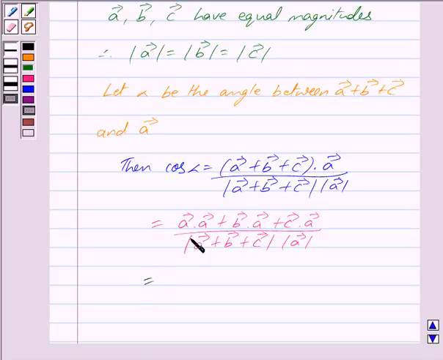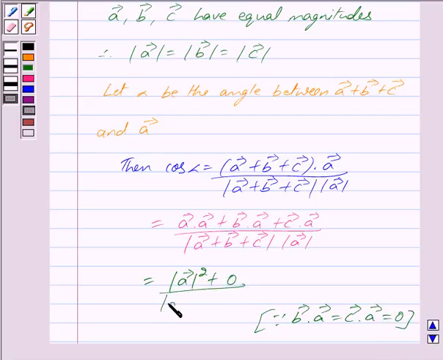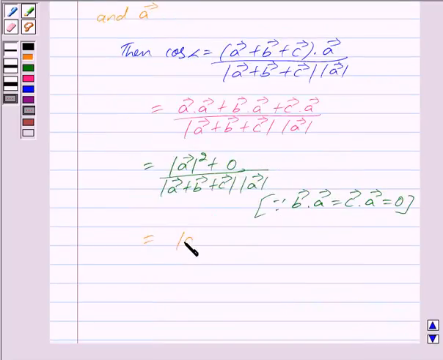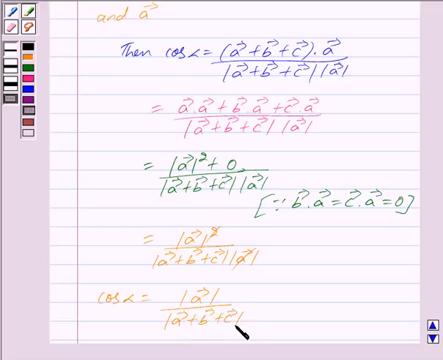This is equal to, now vector A dot vector A is mod of vector A square plus, now since we know that vector B dot vector A is equal to vector C dot vector A, which is equal to 0, so here we get plus 0 upon mod of vector A plus vector B plus vector C into mod of vector A. This is further equal to mod of vector A square upon mod of vector A plus vector B plus vector C into mod of vector A. So we get cos alpha is equal to mod of vector A upon mod of vector A plus vector B plus vector C.